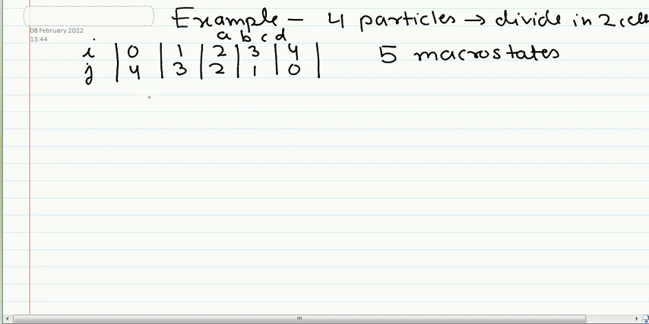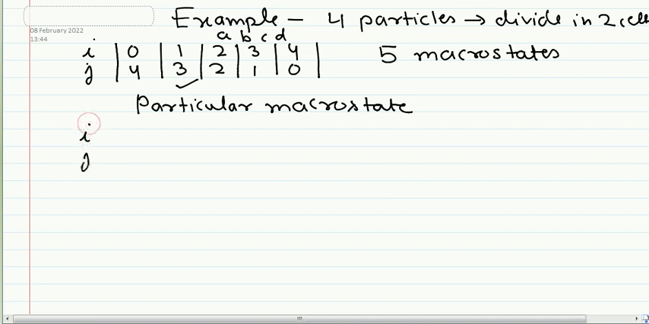And now we take a particular macrostate. Let us take a particular macrostate, defined as the 1 and 3 distribution. That is, in the first cell there is 1 particle, in the second cell there are 3 particles. So now we will go deeper. Which particle will be in the I cell? The particular macrostate means in I we have 1 particle, and in the J cell we have 3 particles.